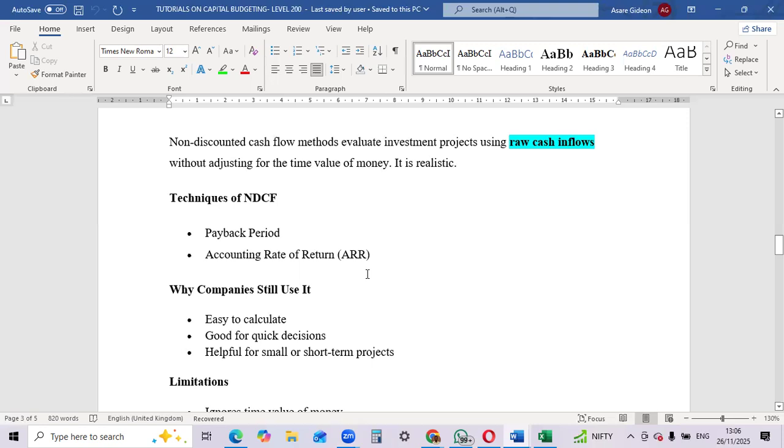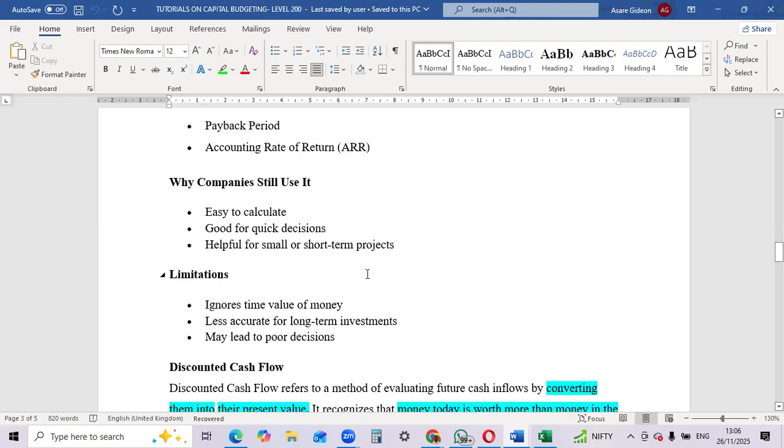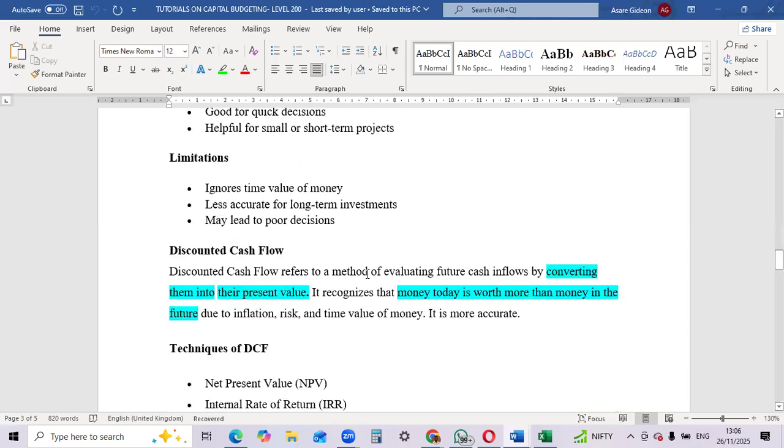Now, why do companies still use it? Companies do use this particular technique because it's very easy to calculate, good for quick decisions, and helpful for small and short-term projects. Limitation: it ignores the value of money, that is, the time value of money. It is less accurate for long-term investment and may lead to poor decisions, of course.